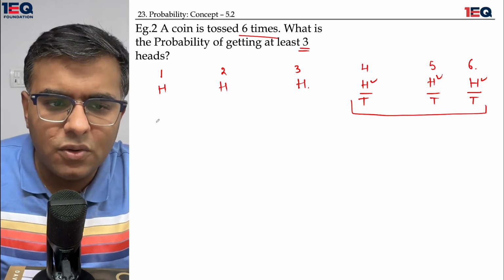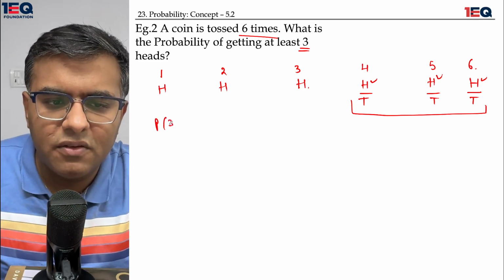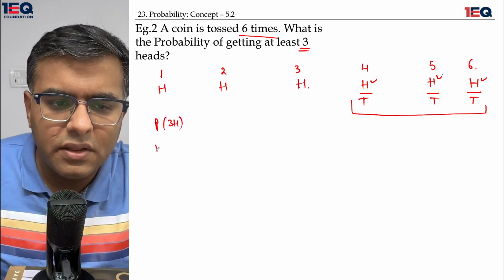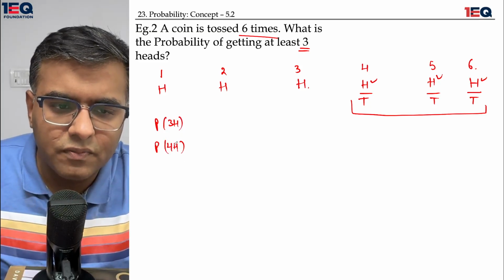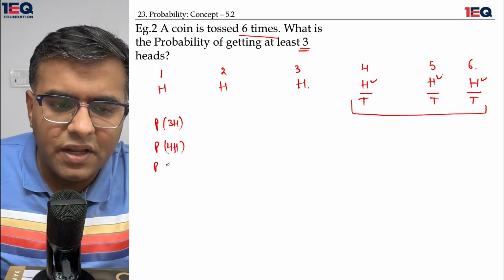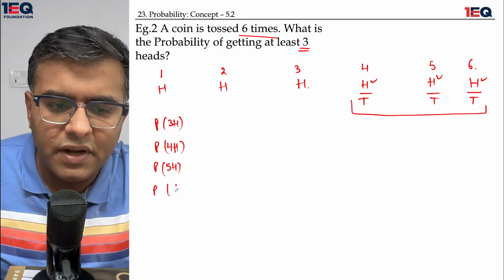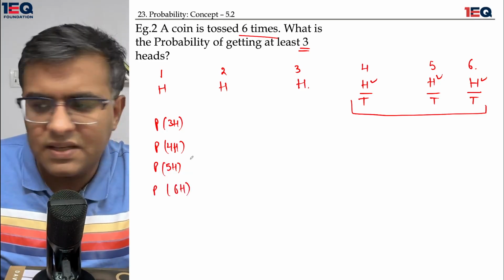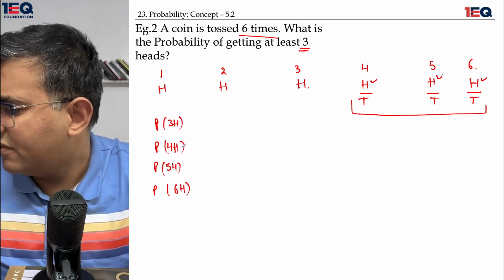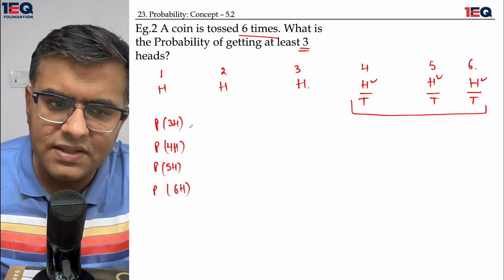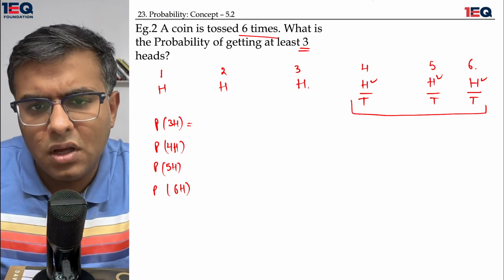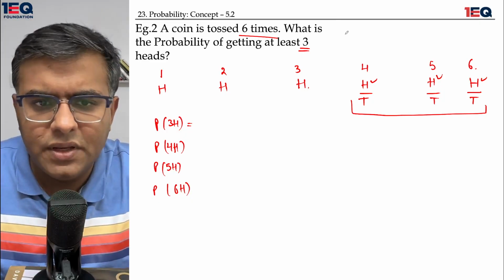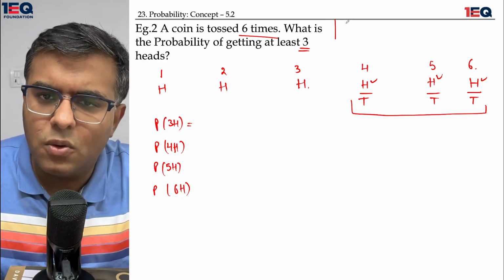So what we'll do, we'll try to find out the probability of getting 3 heads first, then the probability of getting 4 heads because that is also favorable, the probability of getting 5 heads, and the probability of getting 6 heads. Okay, we have all the probabilities and all the possibilities that we are going to check. So we'll be using this technique that the coin is not biased. Okay, the coin is not biased.